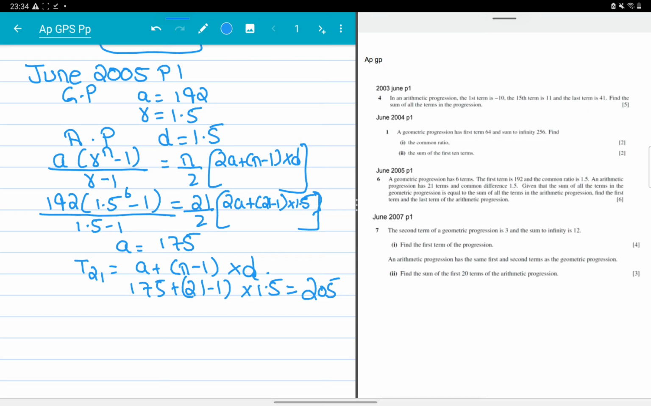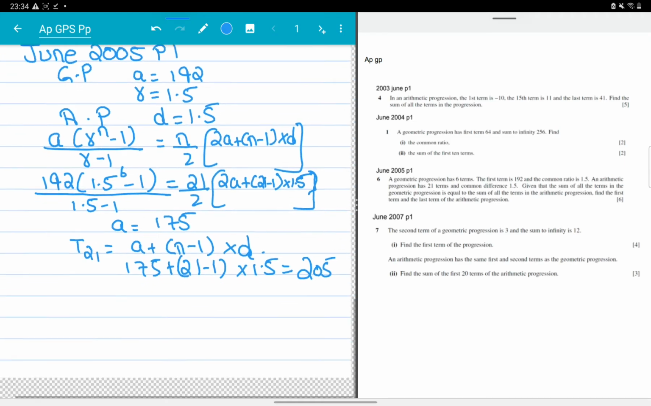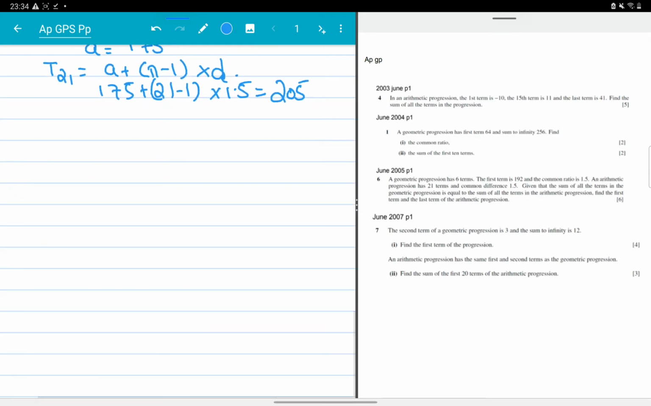By substituting each and every value in the term formula, we will find the last term, which is 205. Okay, now let's move towards the last question.